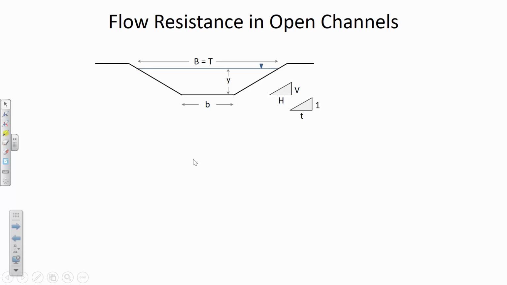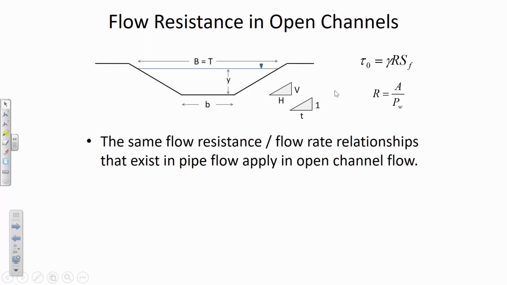Okay, so this is a pretty important geometric parameter, and remember that shear stress can be approximated as the unit weight of the fluid, the hydraulic radius, which depends on the geometry, and then the slope of the energy grade line, S sub f. And hydraulic radius is the area divided by the wetted perimeter. So the same kind of relationships exist in open channels and in enclosed pipes that relate flow resistance and flow rate.